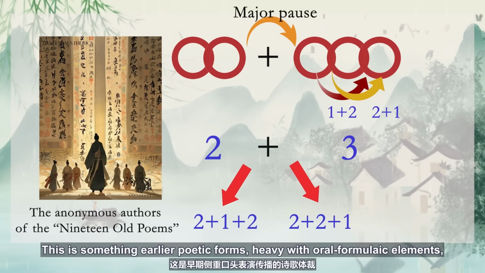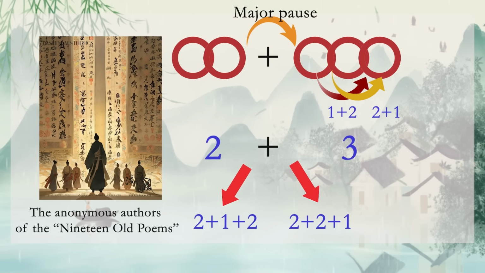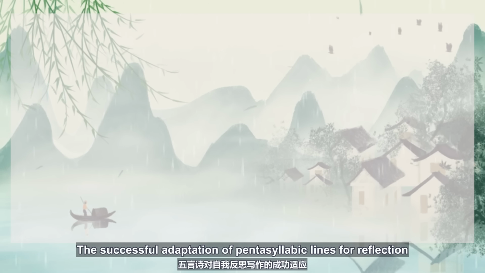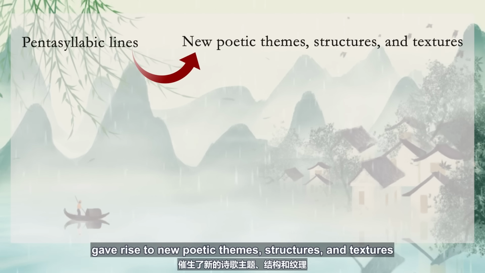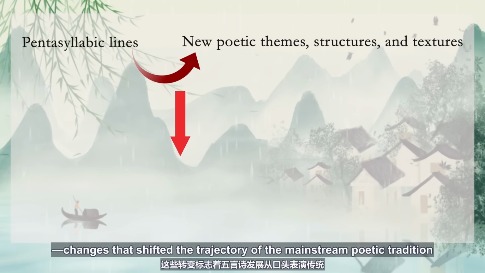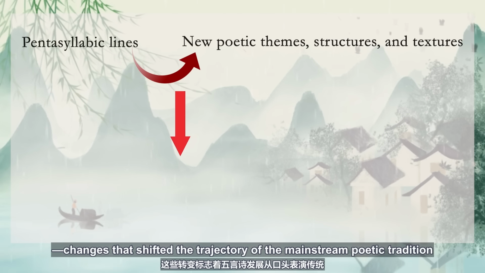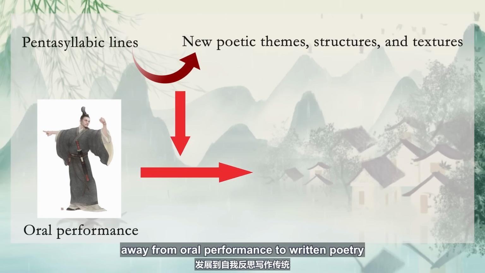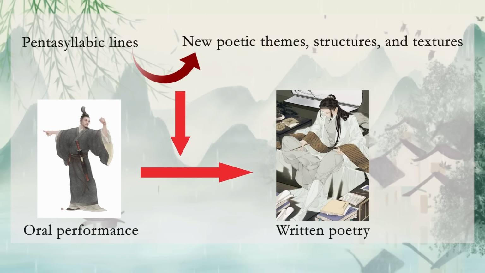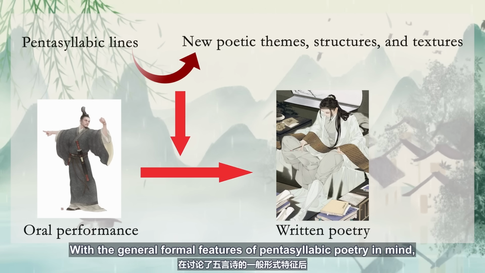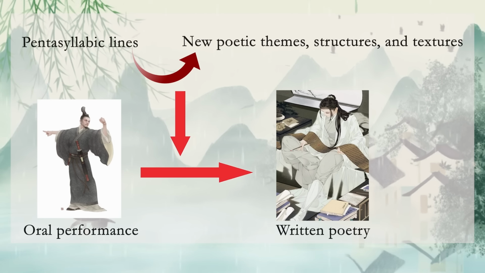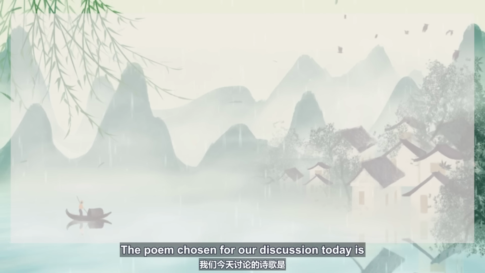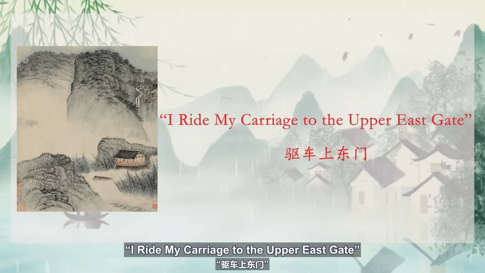This is something earlier poetic forms, heavy with oral formulaic elements, never accomplished. The successful adaptation of the pentasyllabic line for reflection gave rise to new poetic themes, structures, and textures, changes that shifted the trajectory of the mainstream poetic tradition away from oral performance to written poetry over the next few centuries. With the general formal features of pentasyllabic poetry in mind, let us now turn to individual poems and see how they work. The poem chosen for our discussion today is I Ride My Carriage to the Upper East Gate.